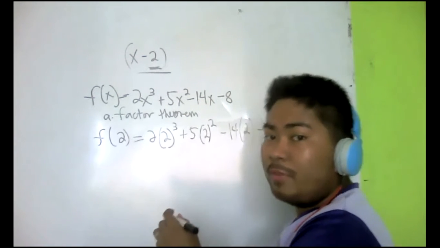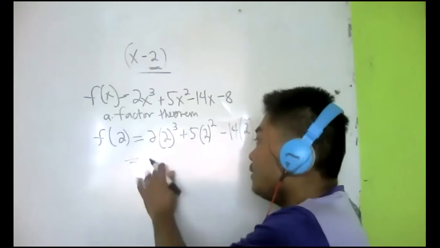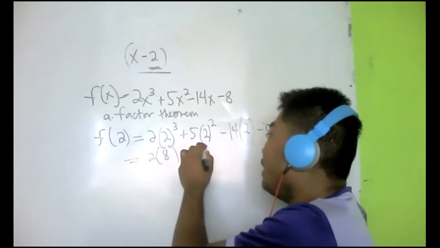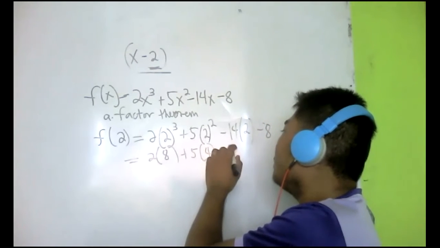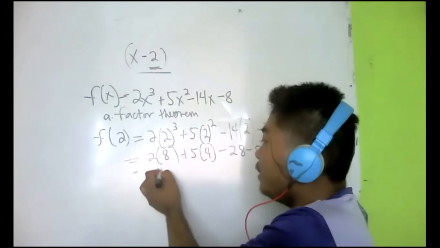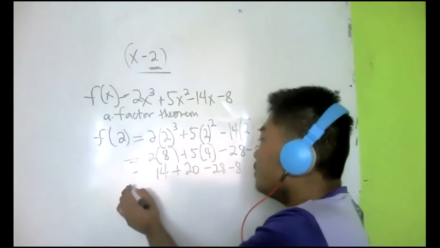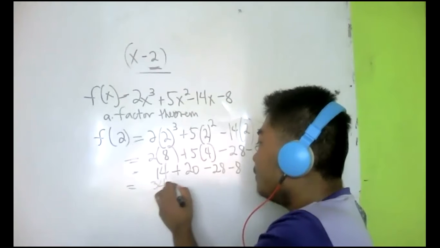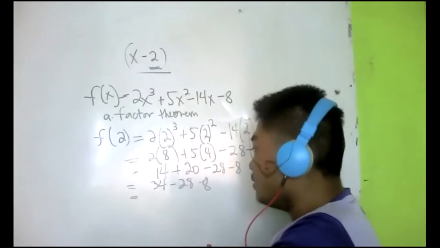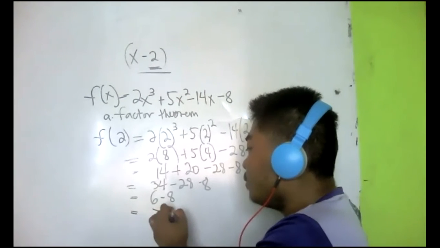And then, you're just going to solve this. 2 cubed, so 2 times 2 times 2, that would be 8. 2 times 2 is 4 times 2 is 8. Plus 5 times 4 minus 28 minus 8. So 2 times 8, that would be 16 plus 5 times 4 is 20 minus 28 minus 8. So 16 plus 20, that would be 36 minus 28 minus 8.